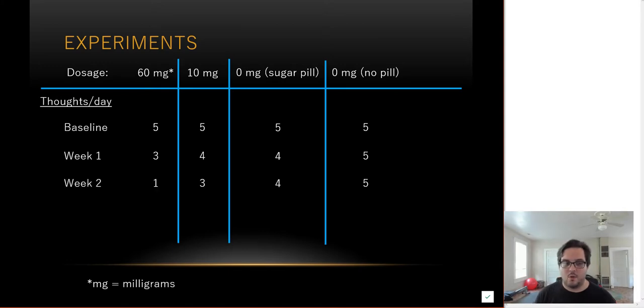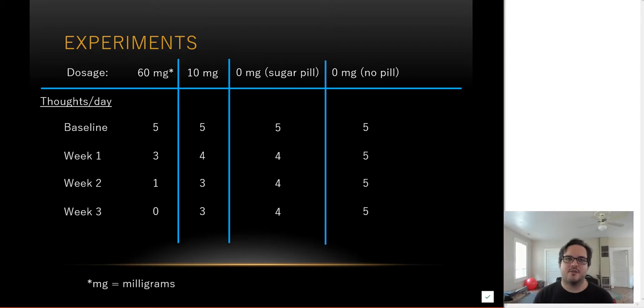All right? We do that for another week, and we see that people in the 60 milligram group are only reporting 1 self-defeating thought per day. 3 for the 10, 4 for the sugar pill, 5 for the no pill. Okay? And we take that out for about a month, 3 weeks, maybe into a 4th week. And by the end of this, we're seeing that there is a change, right? There seems to be a change between these groups.